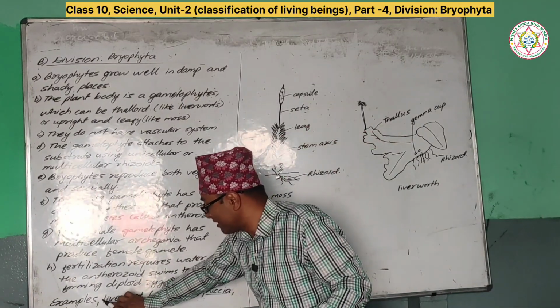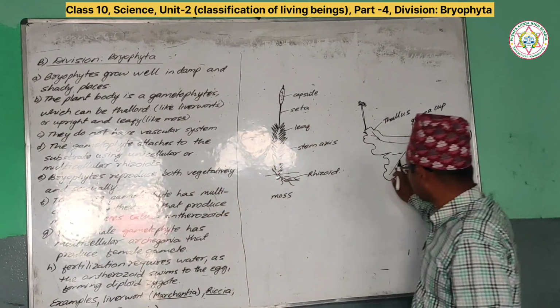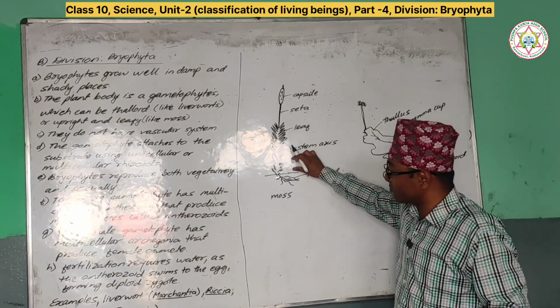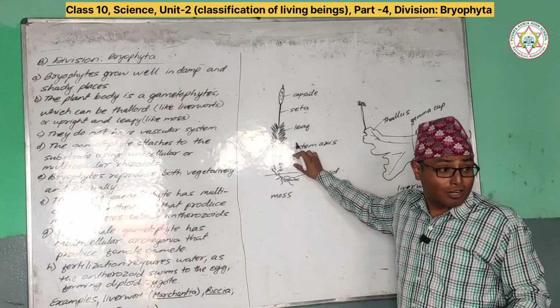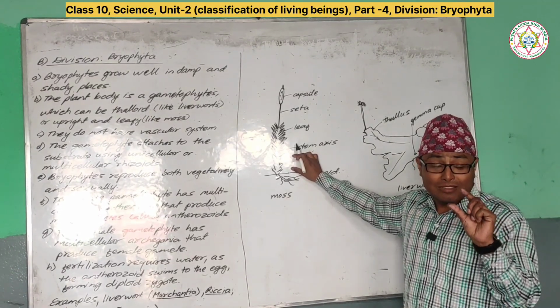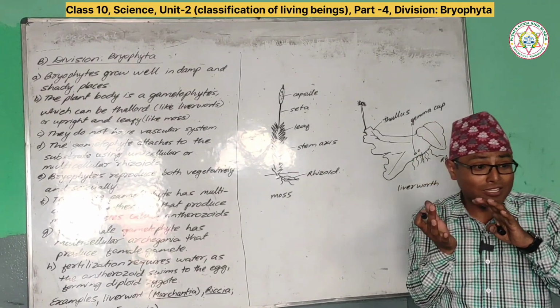So example are liverwort. Okay, liverwort looks like this. It is also found wherever you find this moss. Moss त सबैले देख्नु भएको होला. All of you have seen moss? झाउ भन्छ in Nepali. That grows at the bottom of the wall.